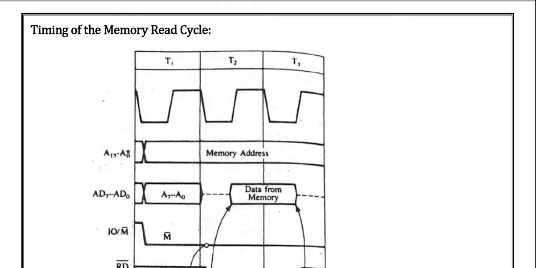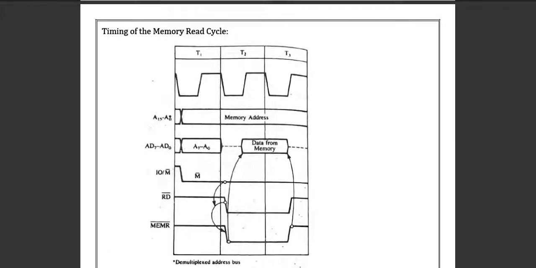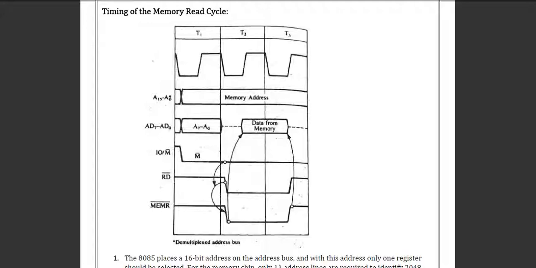This is the timing diagram of the memory read cycle. By this diagram, you can see that we have three timing cycles. This one is the clock section. A0 to A15 is the memory address, and AD is the data section. Here the IO/memory signal is low, which means it is the memory section, and read is also an active low signal. So when read and IO/memory are low, it can read the data from the memory.